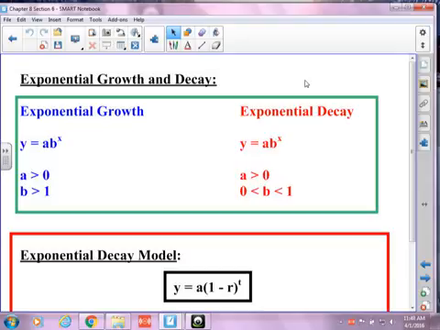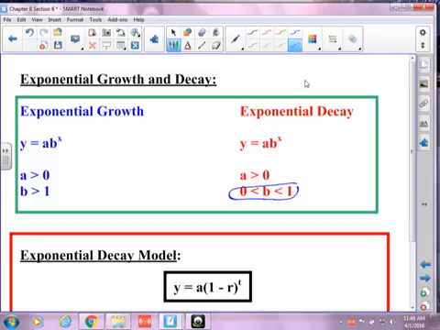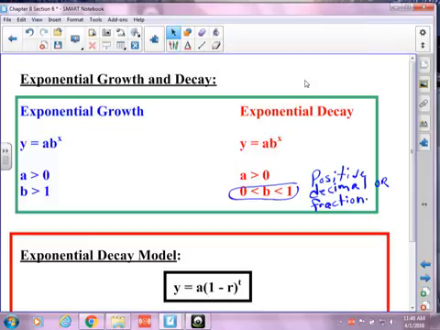But with decay, you'll notice that it is less than 1 but greater than 0. In other words, it's going to be a positive decimal or fraction. But it has to be less than 1. So it's going to be like 1/2, 3/4, 7/8, something like that.